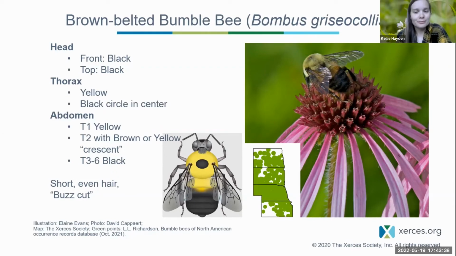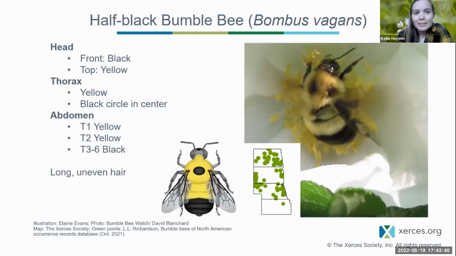Next one. The half black bumblebee. The front is black hairs. The top has yellow hairs. The thorax is yellow with a black circle in the center. For the abdomen, T1 is yellow. T2 is also yellow. And then T3 through 6 are black. This species has really long, uneven hair. And I've noticed when I've been doing surveys, I can find this one in the woodlands in addition to grasslands.